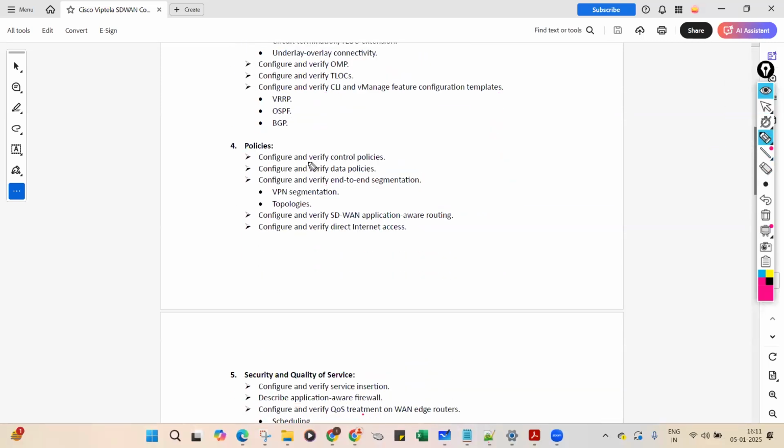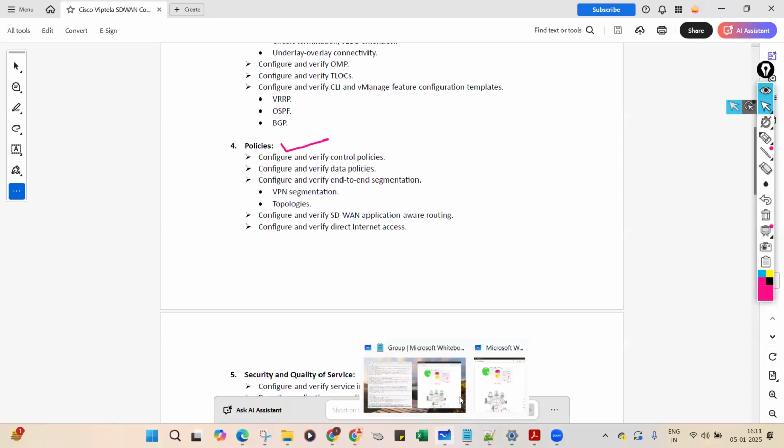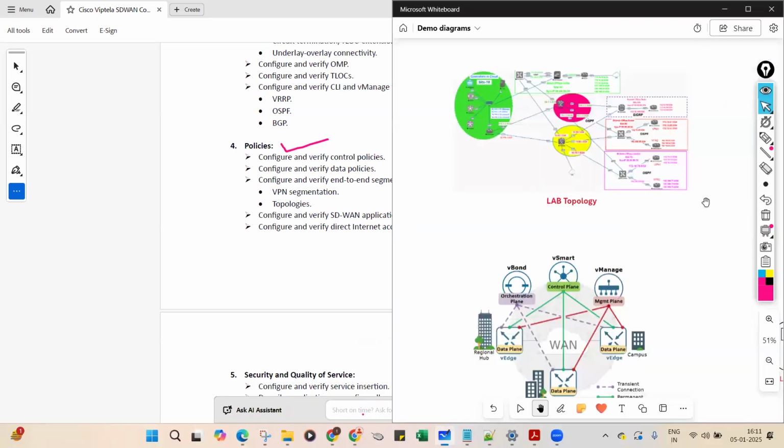So talking about policies, policy is yet another important aspect of the SD-WAN fabric. There are basically two types of policies. Let me show it to you over here.